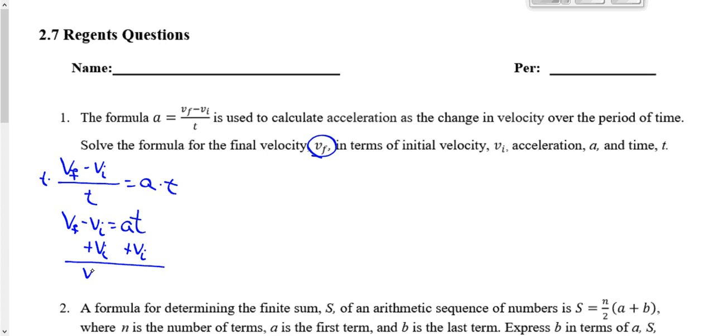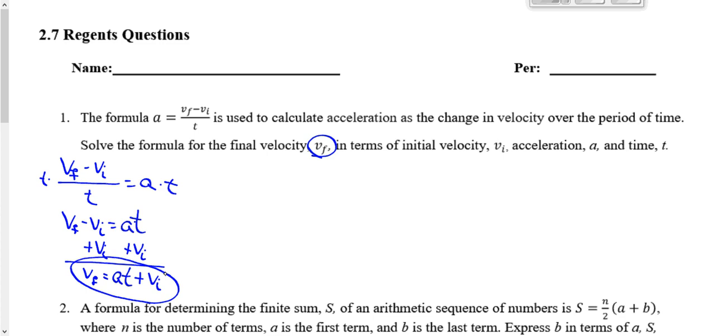VF equals what? Wait, where does the T go though? Right there. It stays there. I am so stupid. I was thinking it canceled, it was going up just to the subscript. Okay. What does VF equal? AT plus initial velocity, VI. Okay.